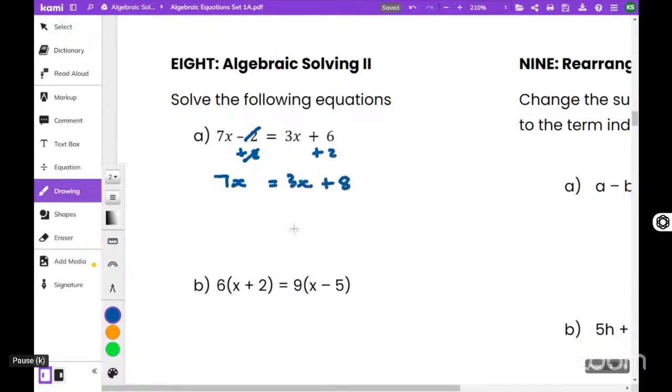One step at a time. Now go to x. Move x to the left-hand side. By removing -3x, it will disappear on both sides. Bring the 8 down. 7x minus 3x is 4x. Now divide 4 on both sides. And so x must equal 2.